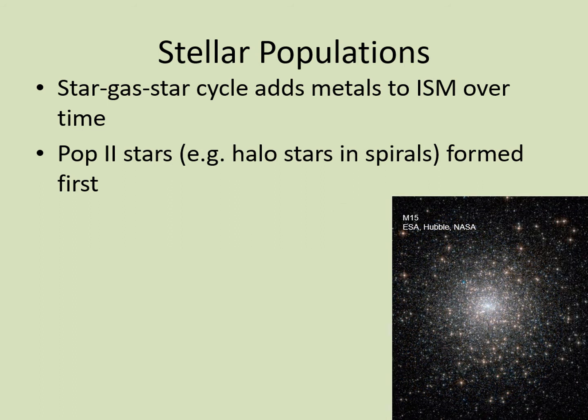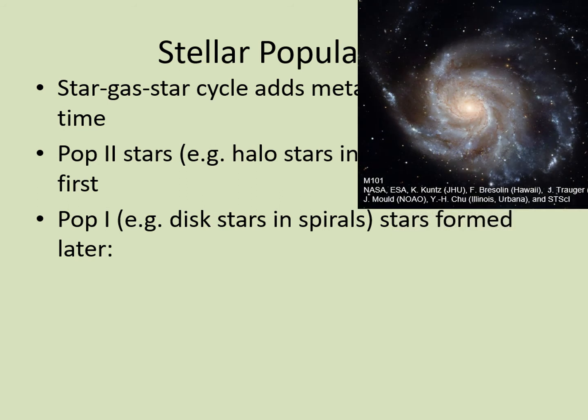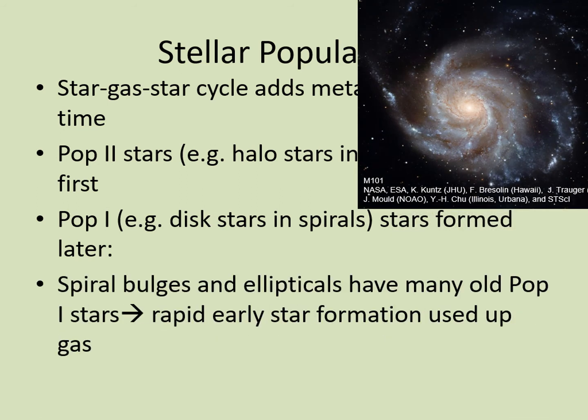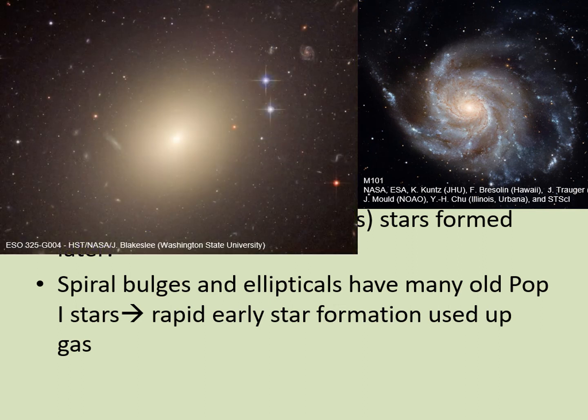In spiral galaxies like the Milky Way, population 2 stars are mainly in the bulge and halo. This tells us that the bulge and halo probably formed first, with the population 1 stars in the disk forming later. Along with the bulges and halos of spiral galaxies, most elliptical galaxies are also dominated by population 2 stars. This suggests that these ellipticals formed with a burst of star formation early in their history, and that very little star formation has happened since.